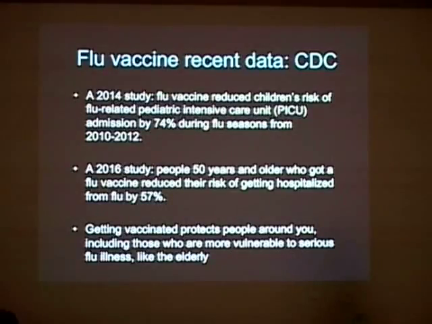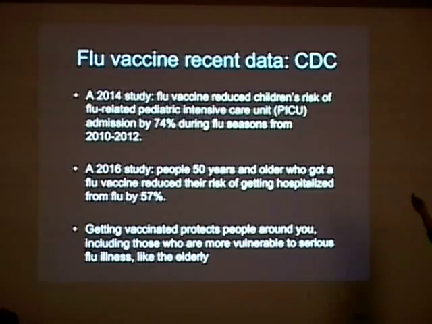And flu vaccine reduced children's risk of having to go to intensive care by 74%. So kids who got the vaccine were much less likely to get very sick. And elderly people are really fragile when it comes to influenza. People 50 years and older who got a flu vaccine had their risk of getting hospitalized decreased by 57%. So people don't get as sick when they have the flu vaccine.